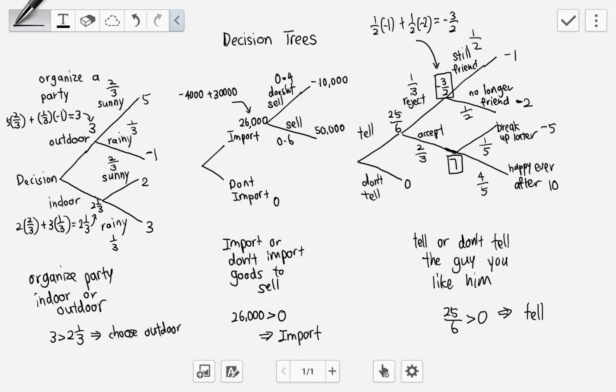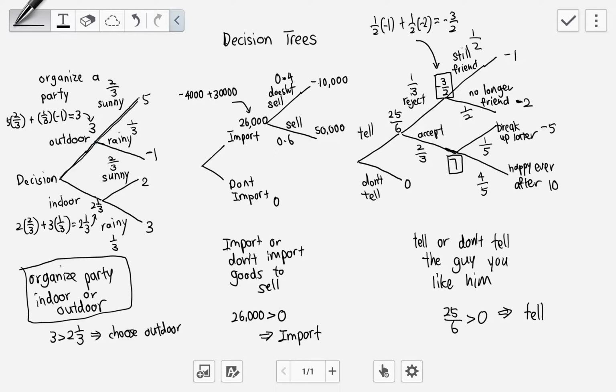It factors in possibility, reward, and the risk or uncertainty of whether you will get the reward or not. So for example, in the situation where you need to decide whether to organize a party indoor or outdoor, your decision is affected by the weather. Let's say you decide to go outdoor and the weather is sunny, then the utility to you is 5. You are very happy outdoor; you prefer outdoor to indoor on a sunny day.